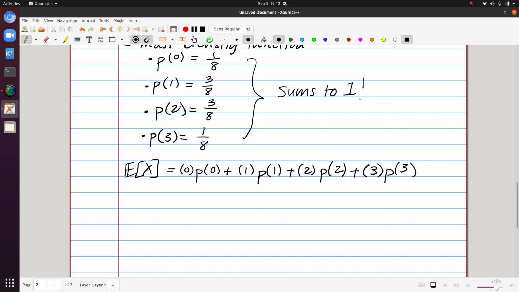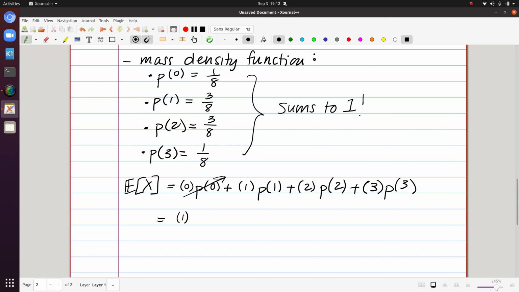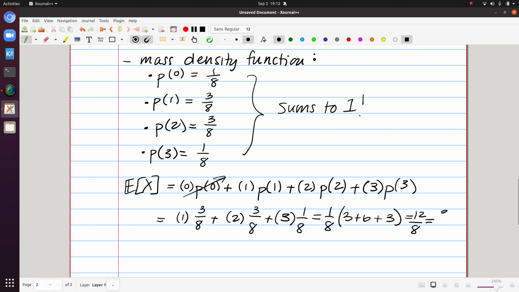Notice that in computing the expected value, if 0 is ever a possible value, it will never really play a role in the expected value. So 0 times anything will be 0 there. So we're left with 1 times 3/8 plus 2 times 3/8 plus 3 times 1/8. So we can write that as 3 plus 6 plus 3. So we get 12/8 or 3/2. So that ends up being our expected value.